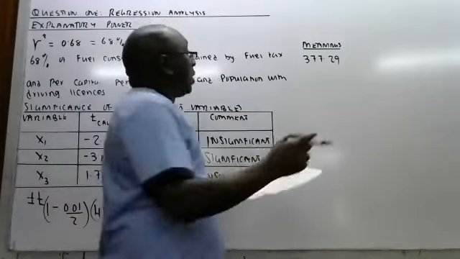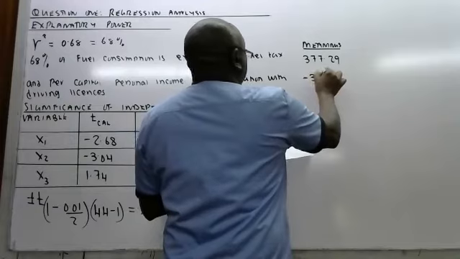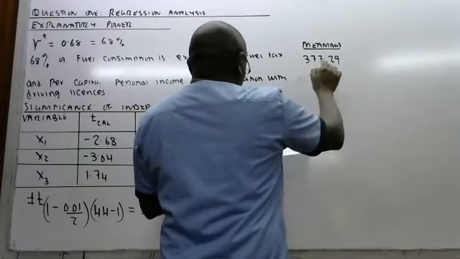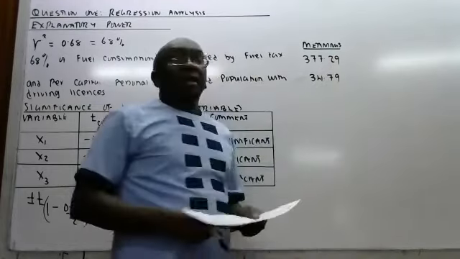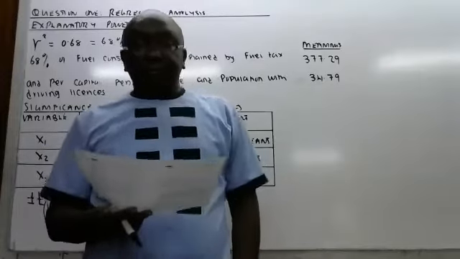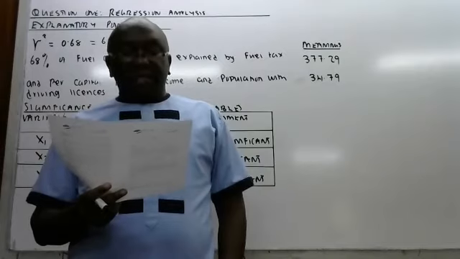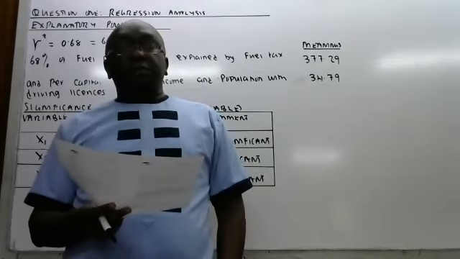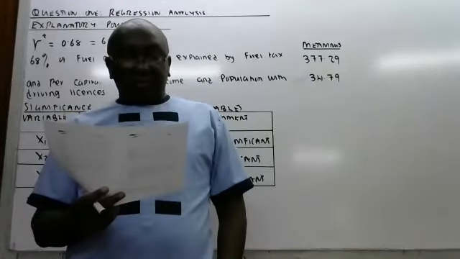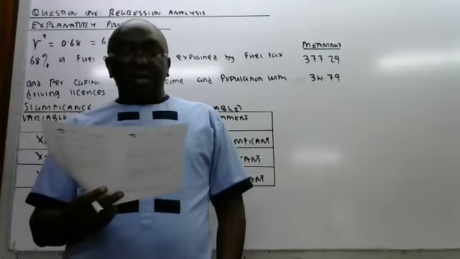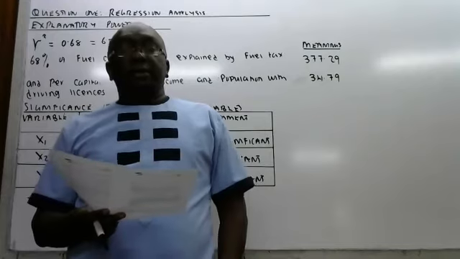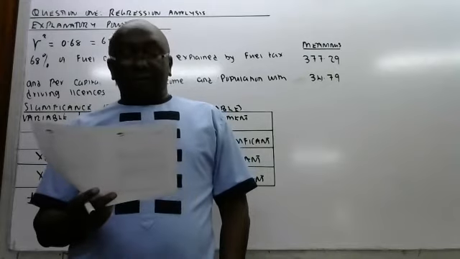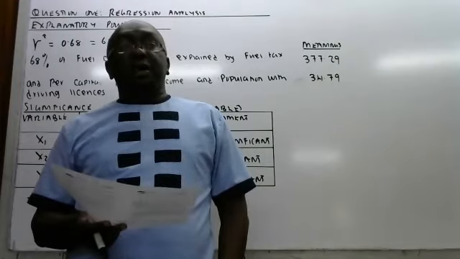Okay. The next one is minus 34.79. We know the negative sign, and we shall capture it in words. 34.79 is the decrease in fuel consumption when fuel tax increases by 1 shilling.